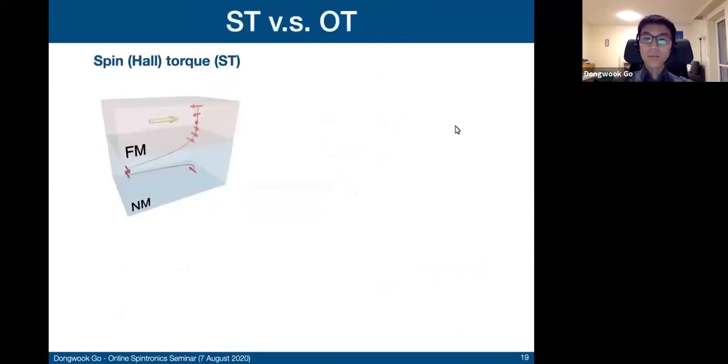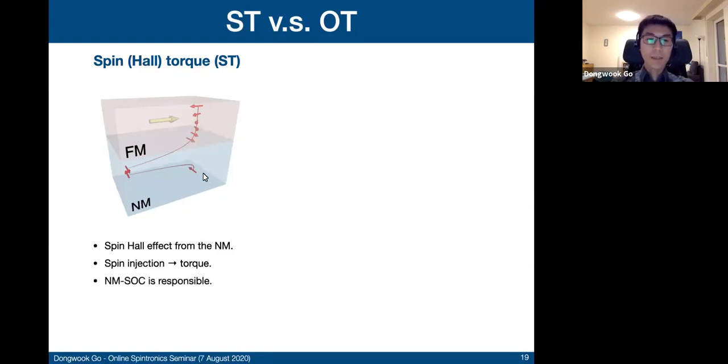So let's summarize the characteristics of orbital torque compared with spin torque. For spin Hall torque, the origin is the spin Hall effect and it comes from spin injection. This is quite similar to spin transfer torque, just that the spin current is induced by the spin Hall effect. So what is responsible here is spin-orbit coupling in the non-magnet.